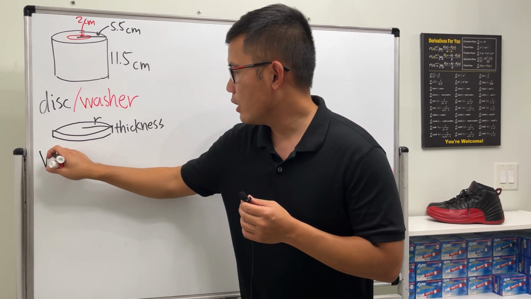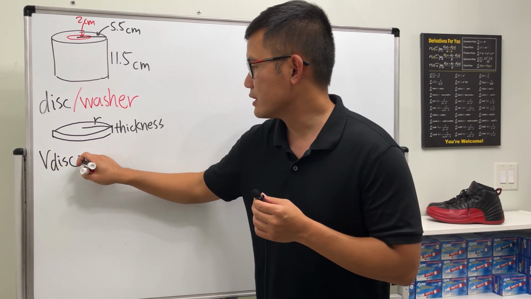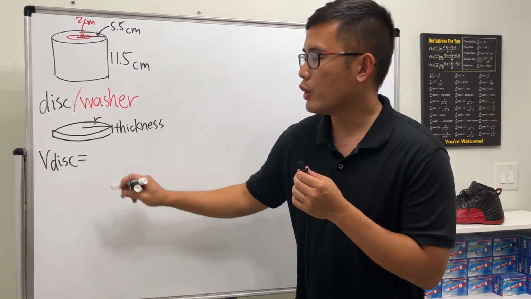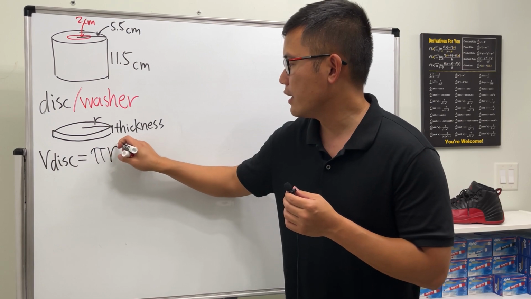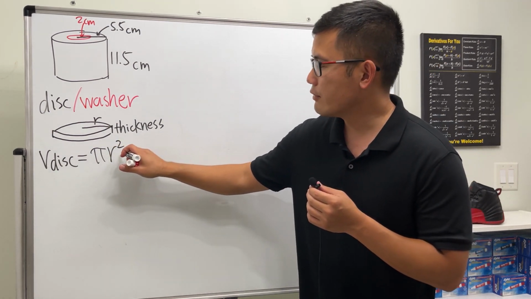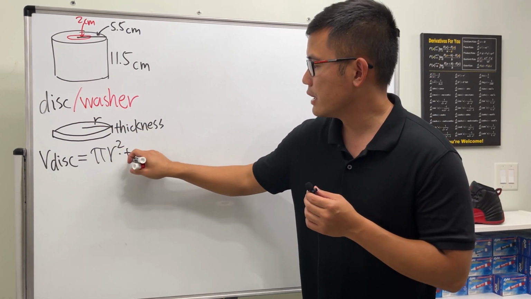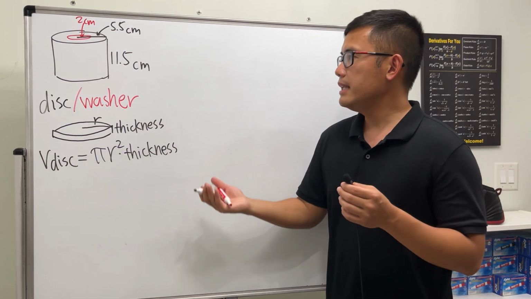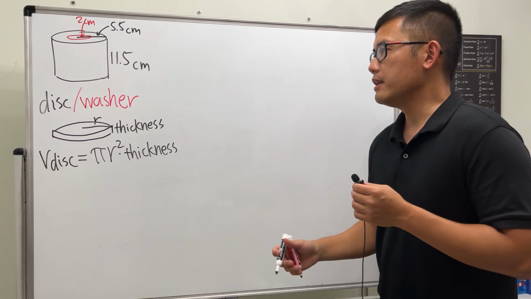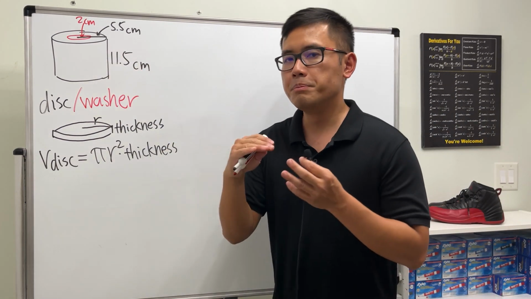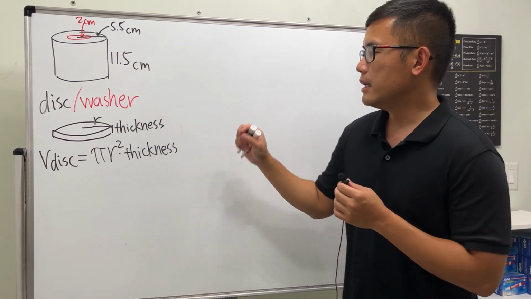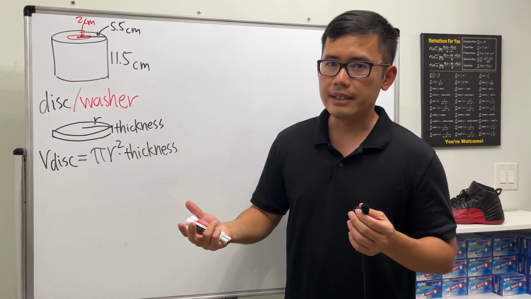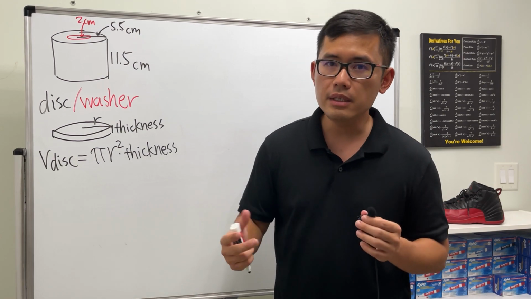And for the volume of a disk, it's pretty much the volume of a cylinder. We need to know the area of the cross section, which is just a circle, and that will give us pi r squared, and then we have to multiply by the thickness. The idea of the disk method is that we are going to cut this into infinitely many small disks, find the volume of each of them, and then at the end add them up by using integration.